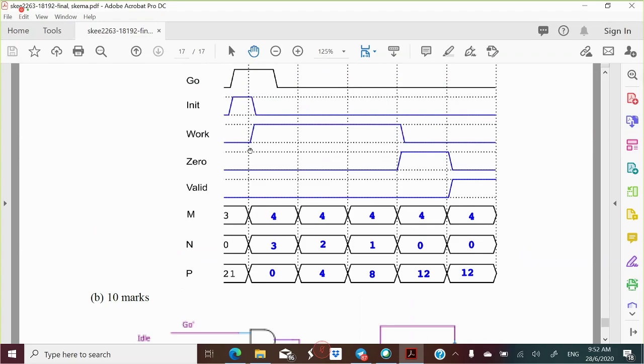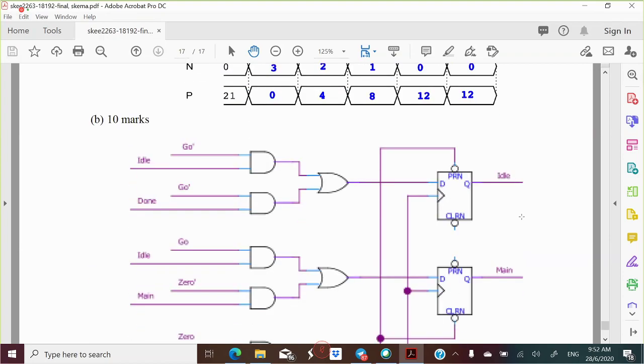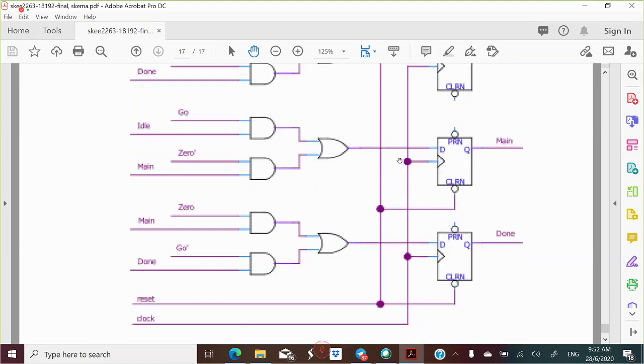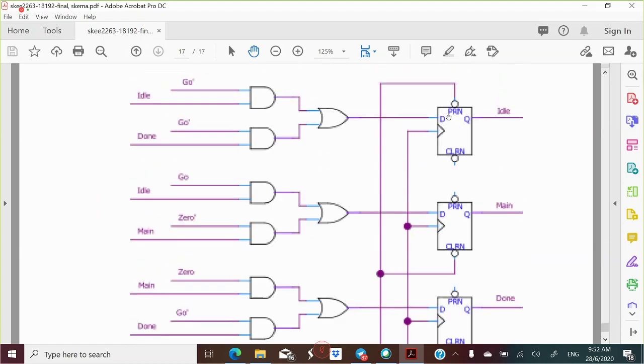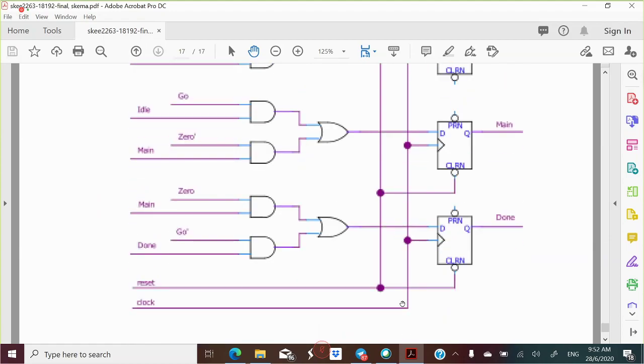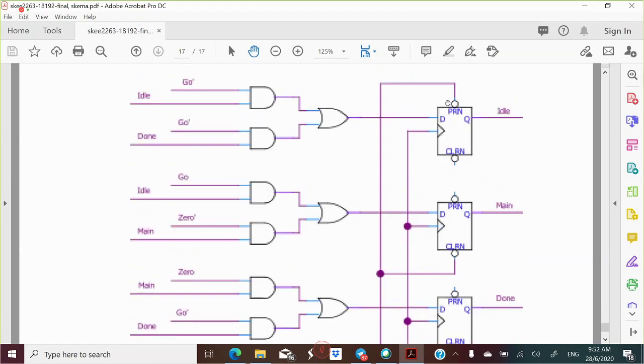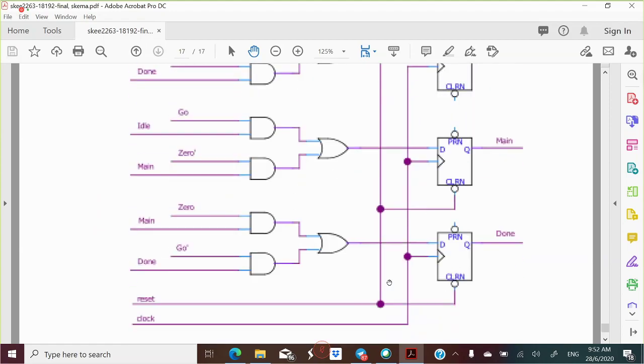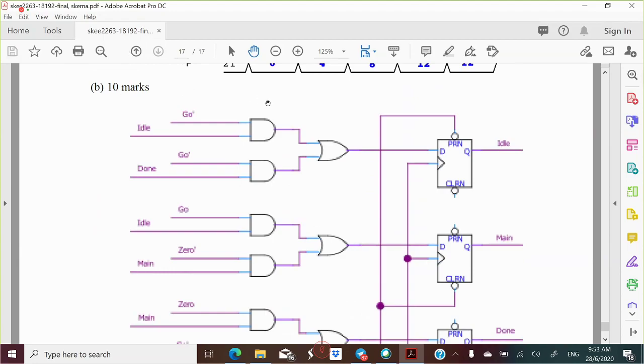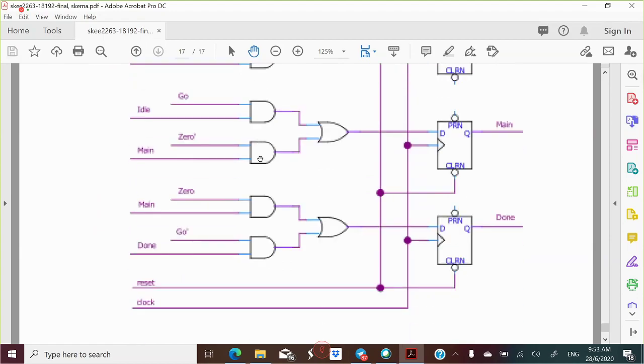Yeah, init, work, and then 0. Yeah, valid is slightly delayed. And then you have 3210004. Same as your answer, right? And then for your circuit, don't forget the clock. Don't forget the reset. But if you don't want to use this type of reset, the reset is preset, clear, and clear. You can also use the gate type, or one more AND gate or something.